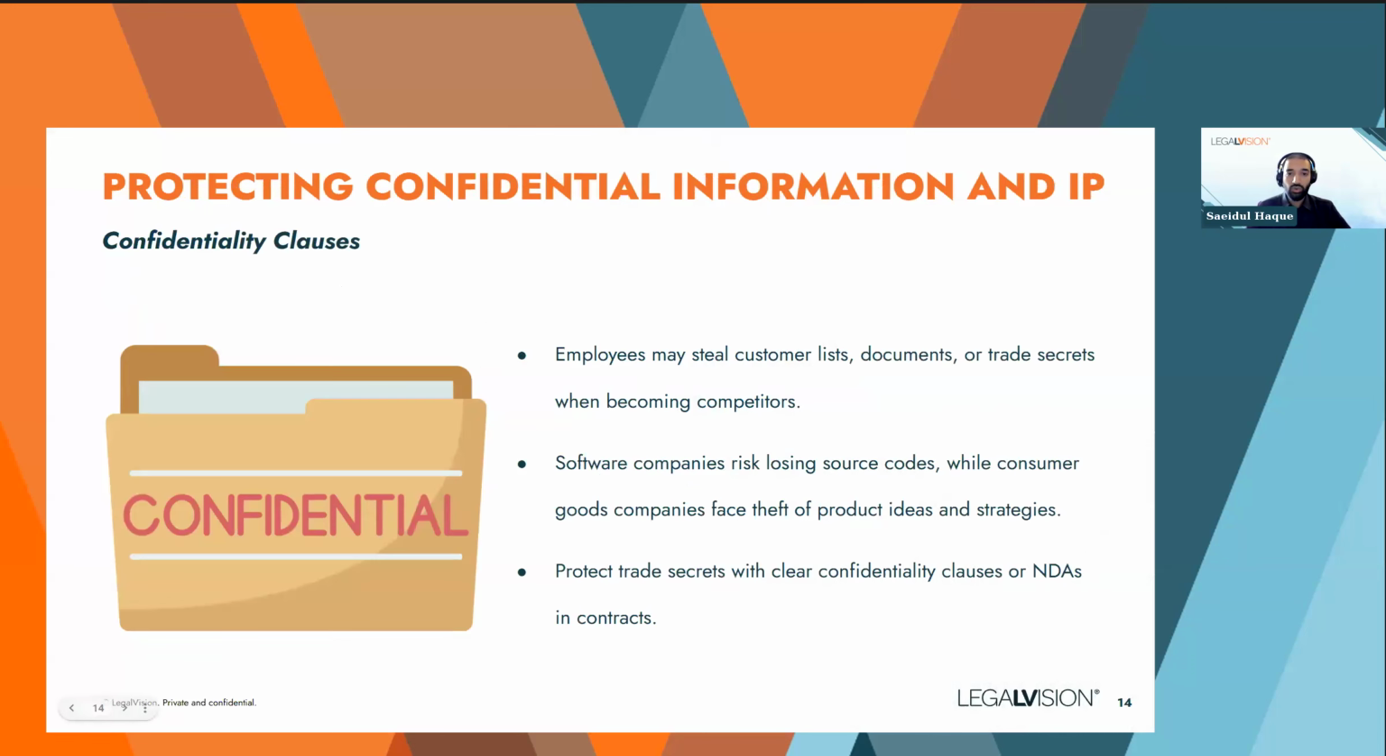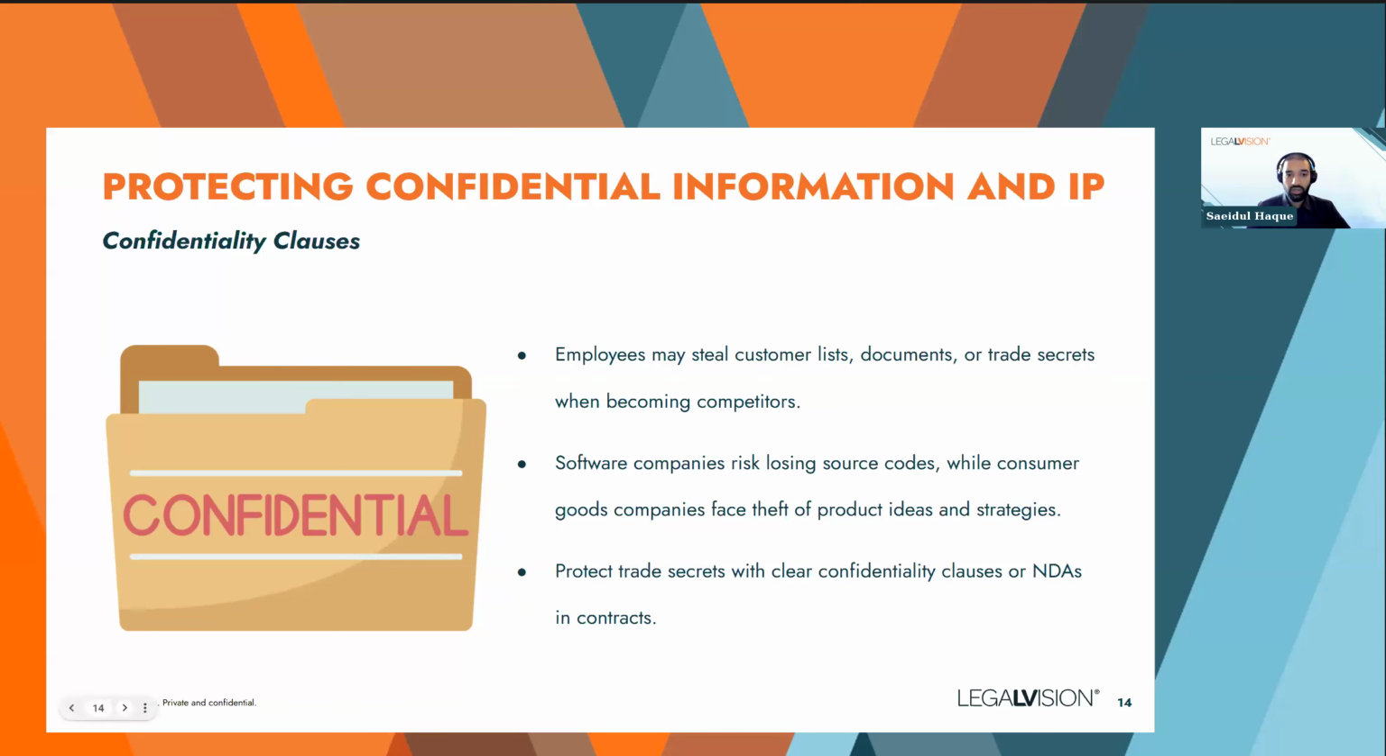Separate to restraint clauses, you should also consider including clauses that protect your confidential information and intellectual property. Employees who become competitors usually steal customer lists, documents, and information that will make it easier for them to service those particular customers. In the case of a software company, for instance, the employee may steal things like source codes or ideas, whereas in the case of consumer goods companies, an employee may try to steal product ideas, information on new product launches, and even the marketing strategy itself. So if your business relies heavily on trade secrets to derive income, you should consider a more detailed definition of confidential information in your contracts, or even a separate confidentiality agreement, which is often referred to as an NDA or a non-disclosure agreement.